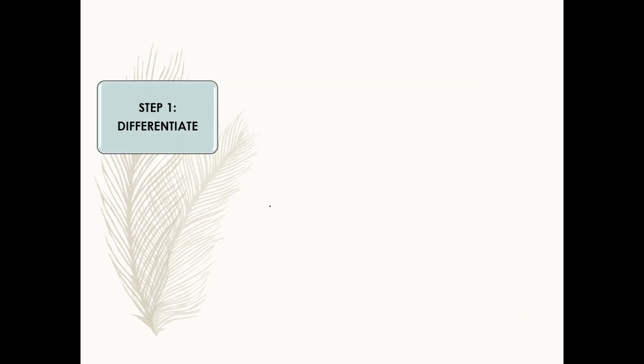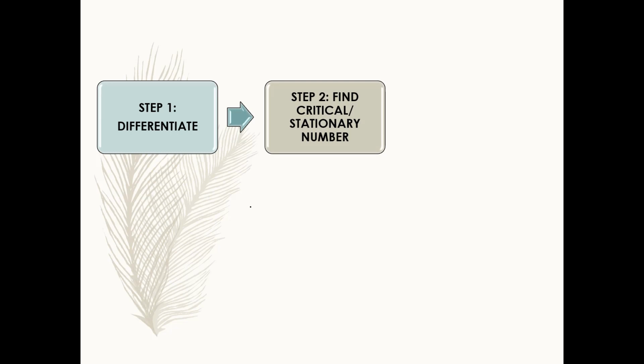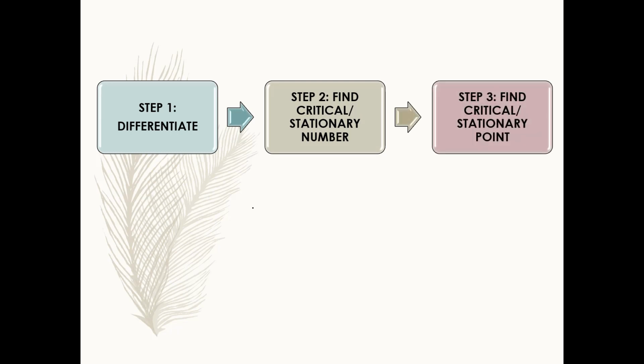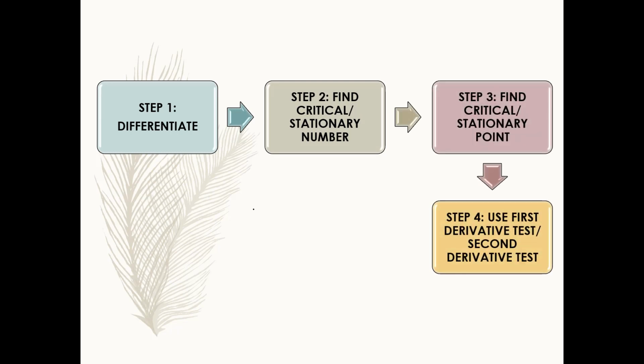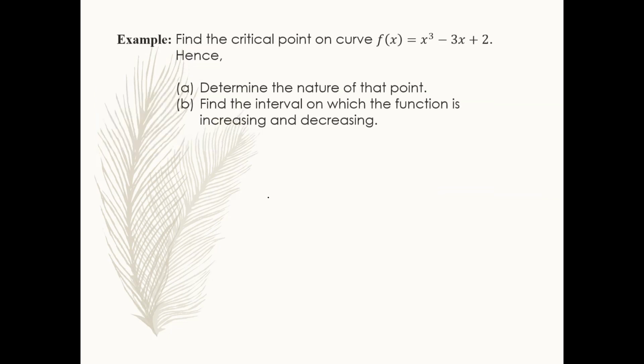Step 1 is you have to differentiate. Step 2 is find the critical or stationary number. Step 3 is find the critical or stationary point. And step 4 is use the first derivative test or second derivative test. And step 5 is the conclusion. First, we go to the example.